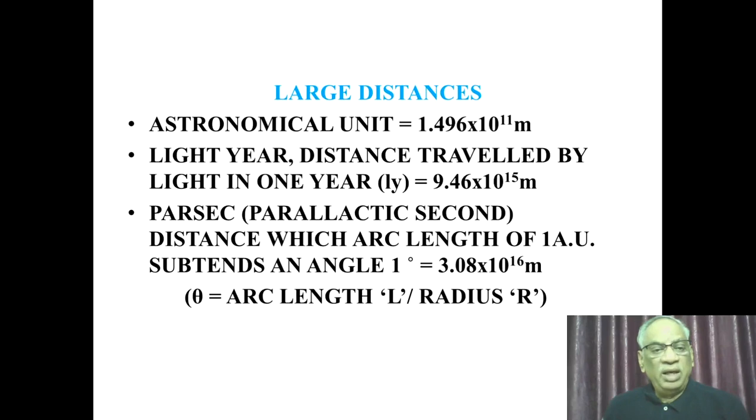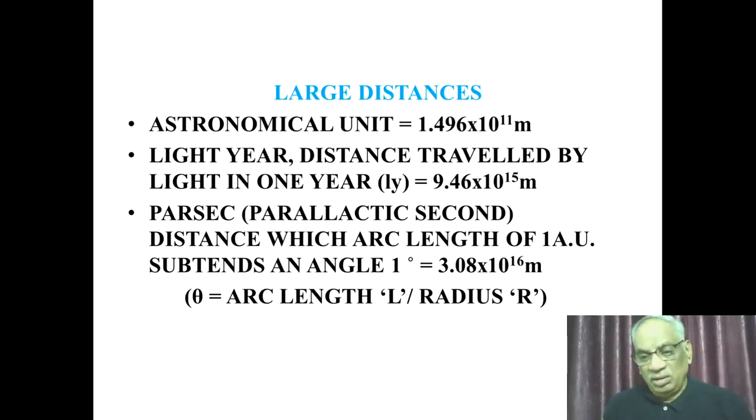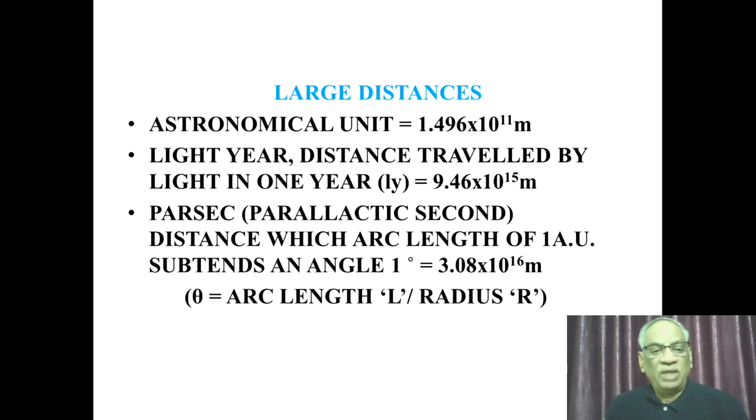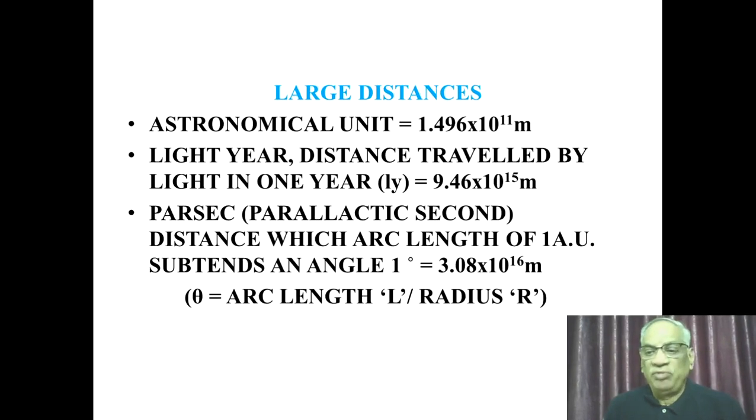Similarly, we can have very large and very small numbers, because physics deals with a wide range of quantities, whether length, mass or time. Few examples are here. For large distances, the astronomical unit AU is 1.496 into 10 to the power 11 meters, or 10 to the power 8 kilometers. Similarly, light year. The distance traveled by light in 1 year is called a light year. That is equal to 9.46 into 10 to the power 15 meters, that is 10 to the power 12 kilometers.